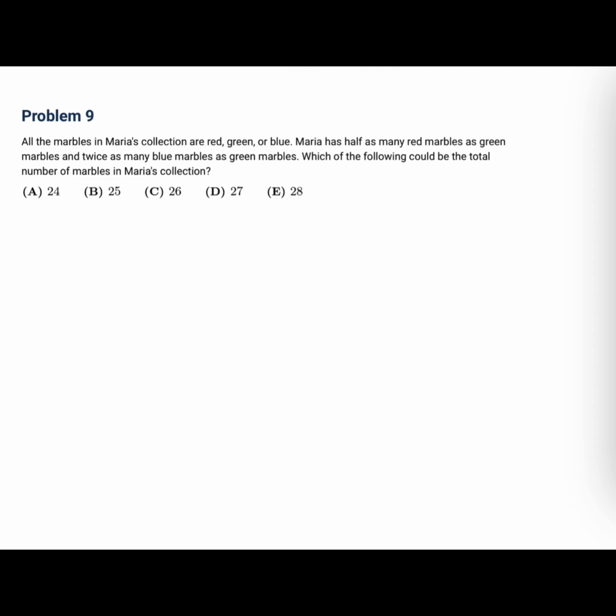In Maria's collection, she has red marbles, blue marbles, or green marbles. We see from the problem that she has half as many red marbles as green marbles. That means green is equal to 2 reds. And then the problem continues to tell us that she has twice as many blue marbles as green marbles. So that means blue is going to be equal to 2 green.